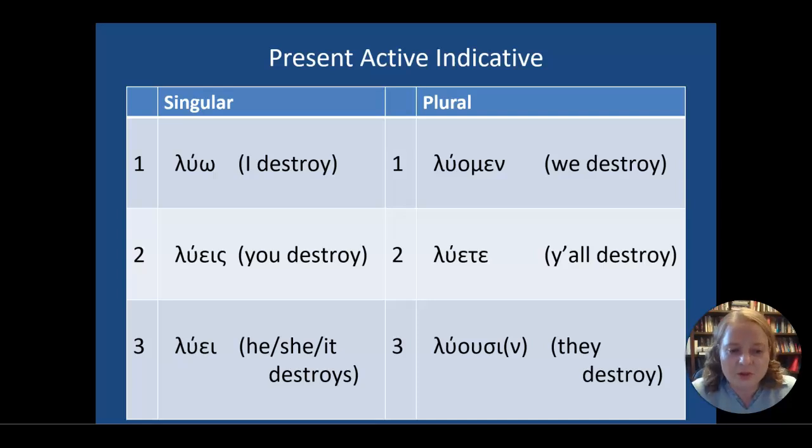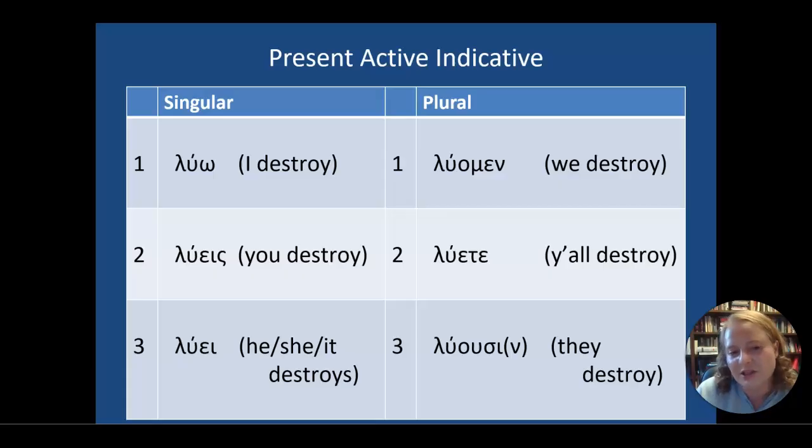But what you're paying attention to really is those endings. We're going to sing a song related to this in our Greek class, and once we sing the song, you'll never forget it. It's off of this other tune, but it goes like this: luo, lueis, luei, luomen, luete, luousi. Once we learn that song, you'll be able to follow along with this exactly.